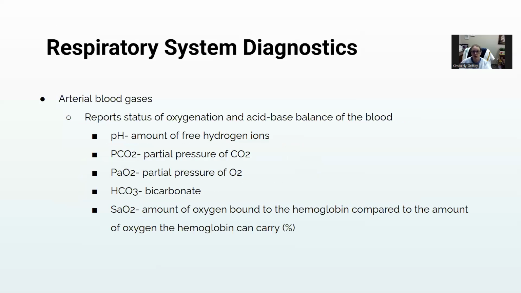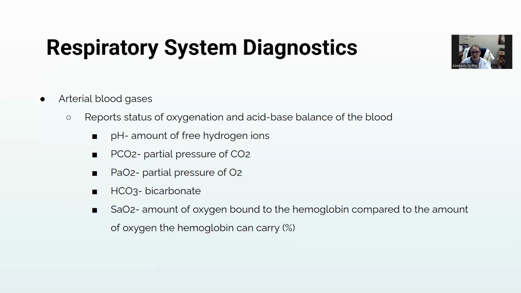You can also do arterial blood gases, and these just report the status of oxygenation and acid-base balance of the blood. You guys remember when we did this in IV therapy? So it's just going to be an overview. pH is technically the amount of free hydrogen ions. PCO2 is the partial pressure of carbon dioxide. PaO2 is the partial pressure of oxygen. HCO3 is bicarb. And SaO2 is the amount of oxygen bound to the hemoglobin compared to the amount of oxygen the hemoglobin could carry. So this is an ideal measurement.